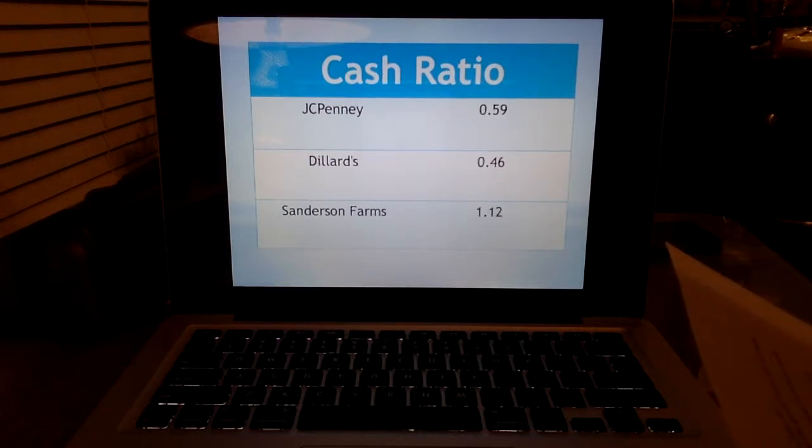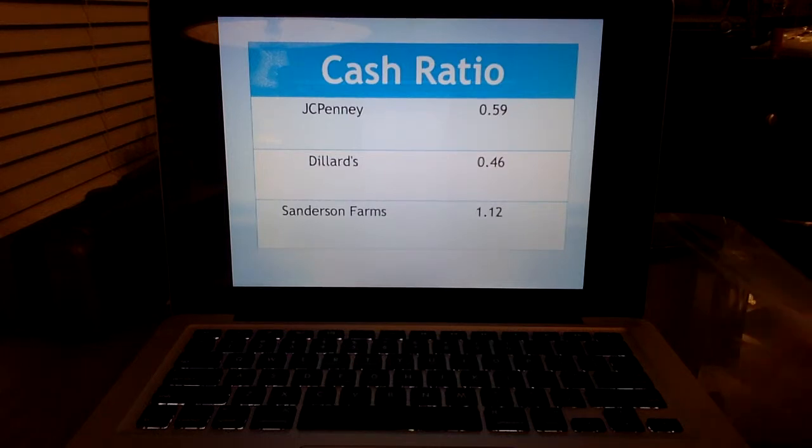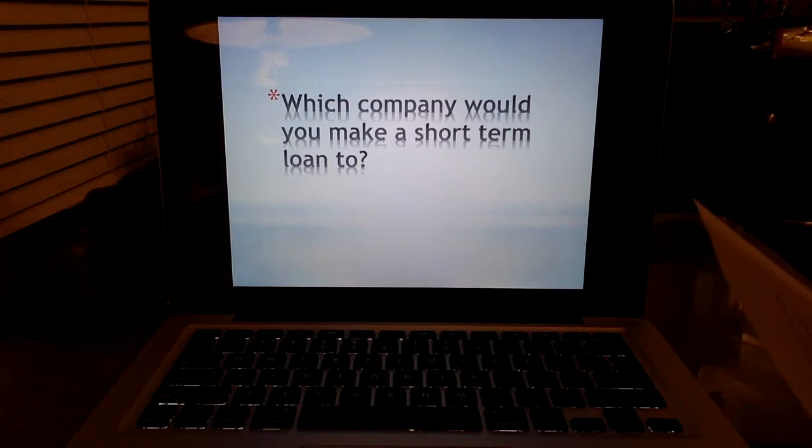The cash ratio measures the company's current assets over its current liabilities. Just as the other two liquidity ratios, you want this to be as high as possible, because the higher the ratio, the more liquid the company is. And again, Sanderson Farms beats JCPenney's and Dillard's. So which company would I give a short-term loan to? It would have to be Sanderson Farms.